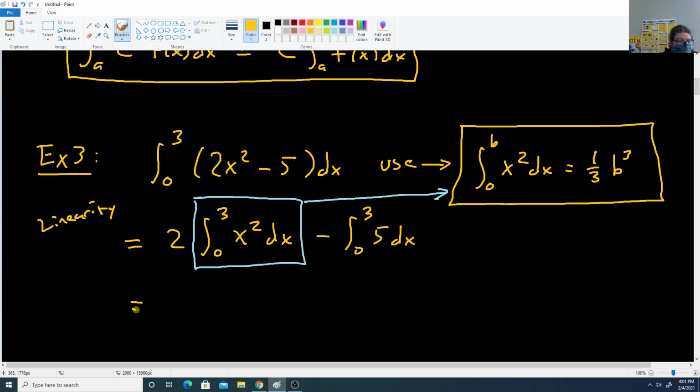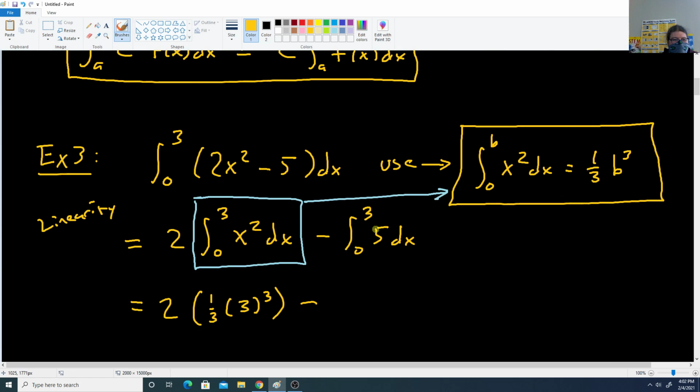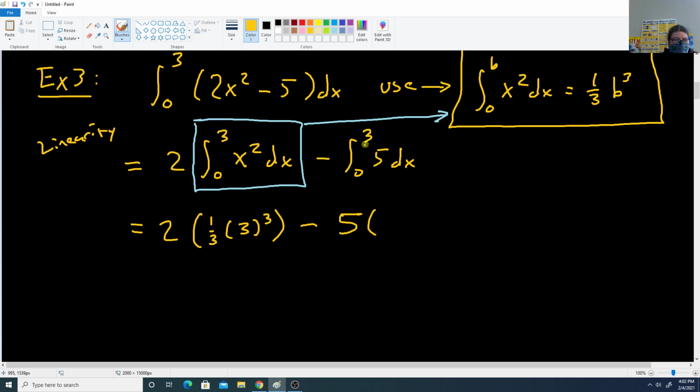So this is going to be 2 times the integral from 0 up to b, where b is acting as 3. This will equal 1/3 times 3 cubed. Minus the integral from 0 up to 3 of 5. This is the integral of a constant, so we use the constant formula: 5 is our constant, times the upper limit of the integral, 3, minus the lower limit, which is 0. Now we just have to simplify algebraically.